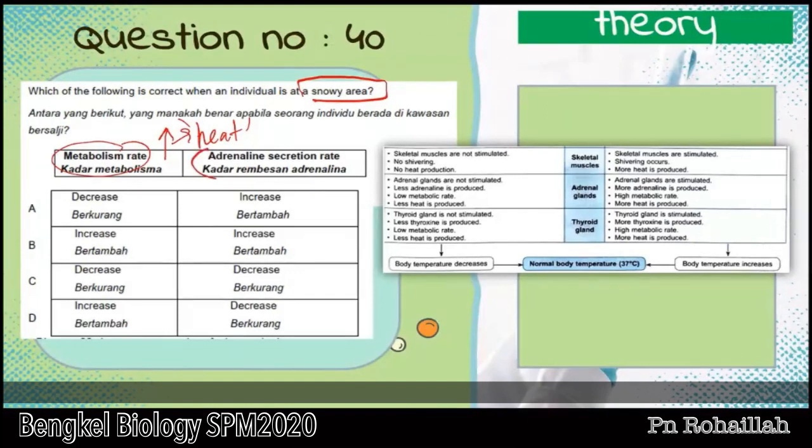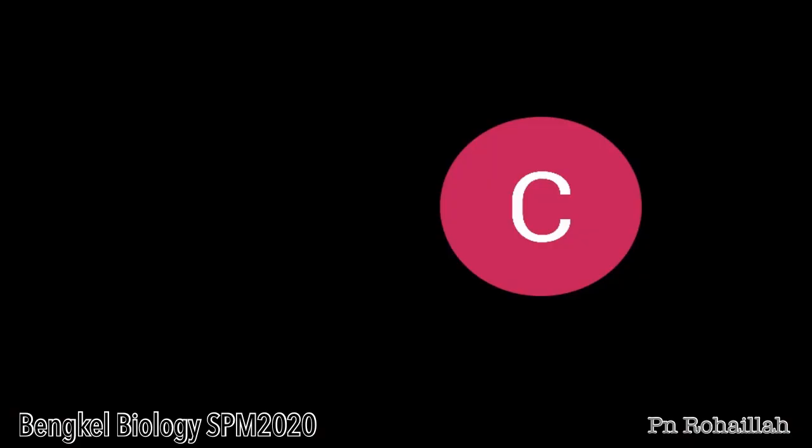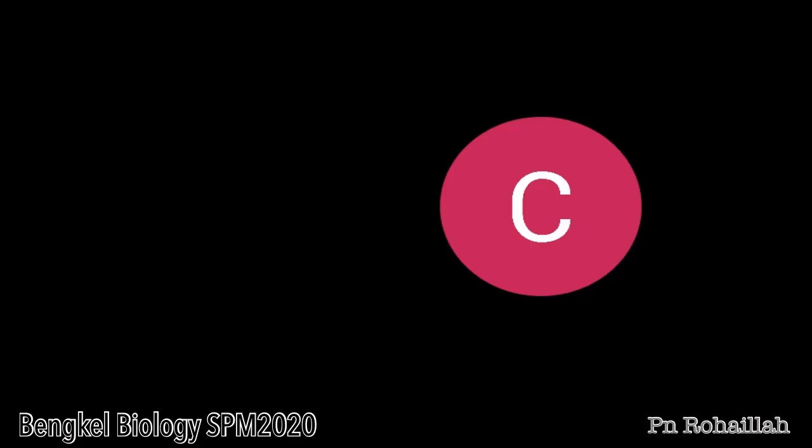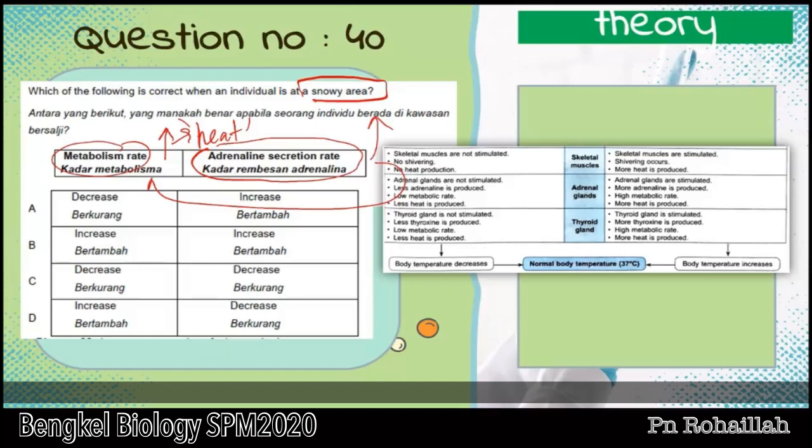Okay, and then next, adrenaline secretion rate. Okay, adrenaline secretion rate also increase. Kenapa? Okay, so adrenaline increase because adrenaline will increase the metabolism rate. There is a relationship between adrenaline and also metabolism rate. If adrenaline drop, metabolism drop. If adrenaline hormone increase, metabolism rate increase. So the answer is B. Boleh faham? Okay, next.